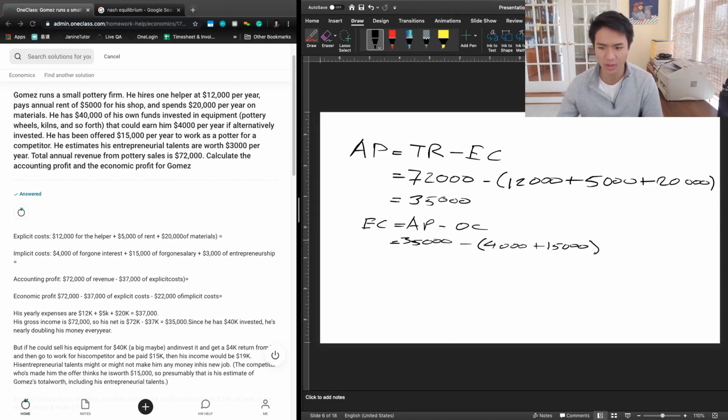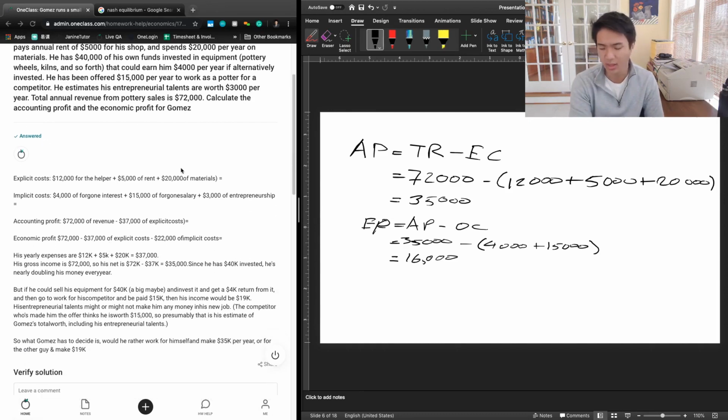So we're going to cut it off there. It's going to be $35,000 minus $19,000, and that's going to give us about $16,000. That's going to be his economic profit. Economic profit, right? So that's going to be our two calculations here.